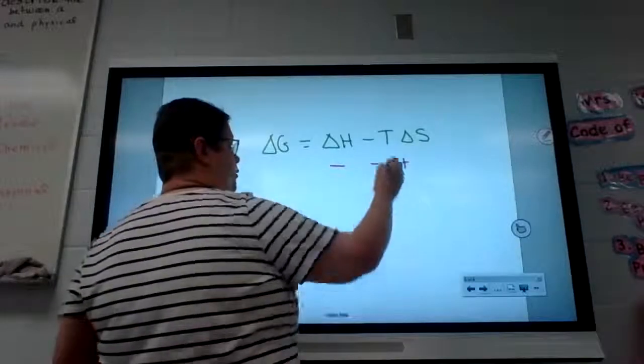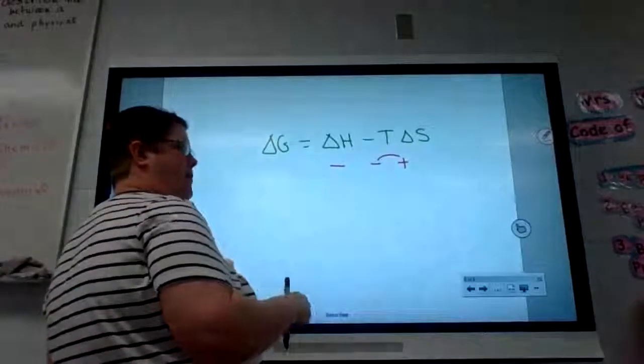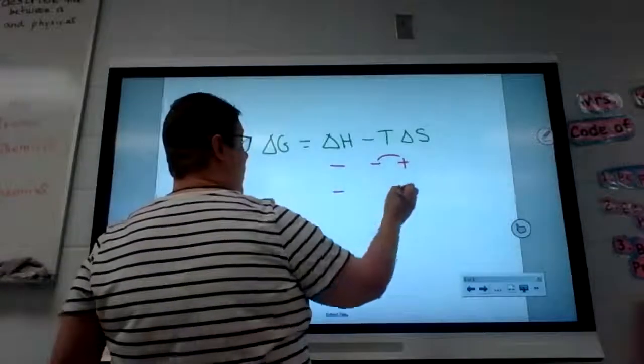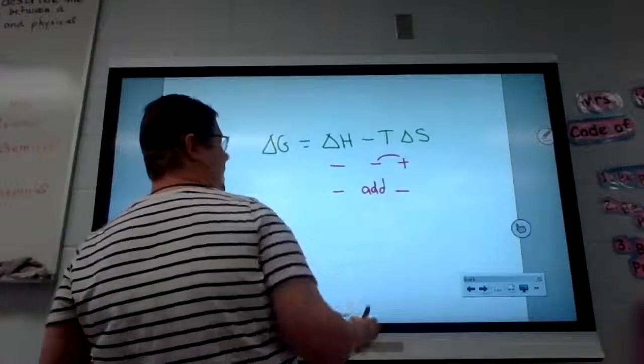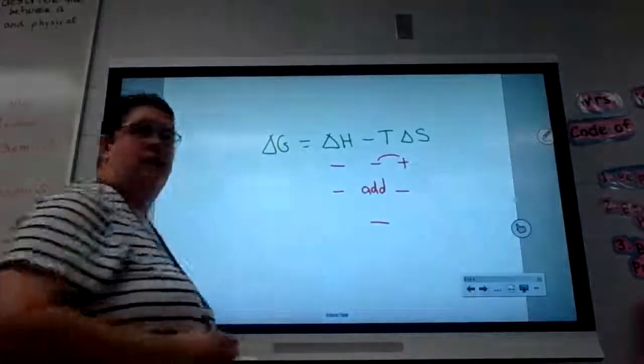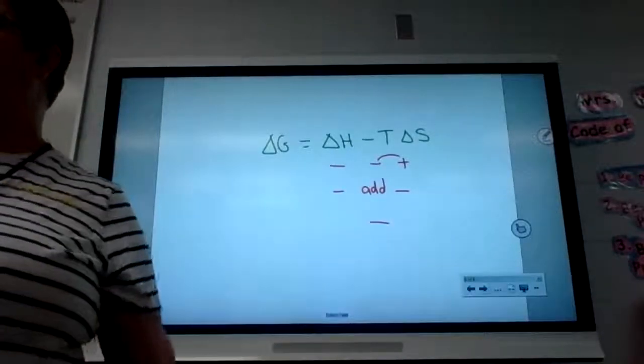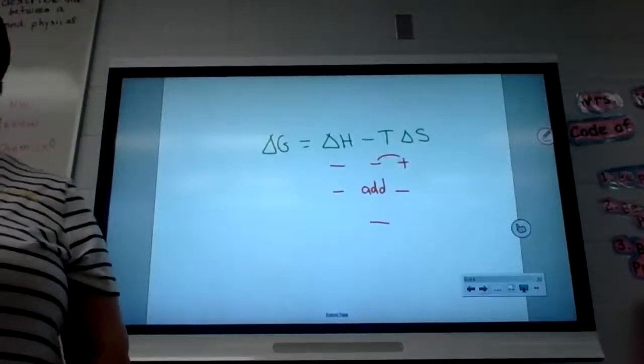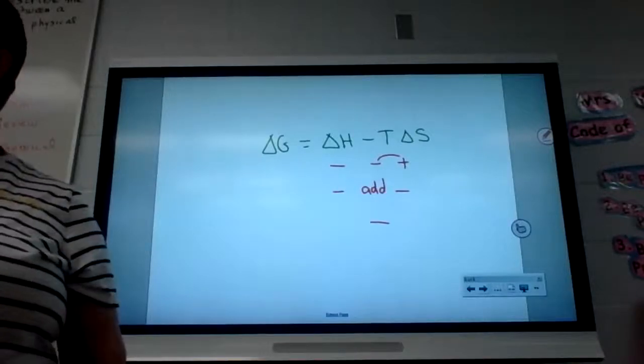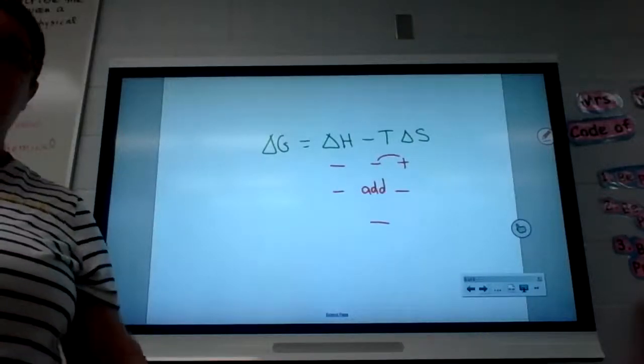All right, so these two multiply. What's a negative times a positive? So what happens when you add two negatives? So delta G is negative. Is a negative spontaneous or non-spontaneous? It's spontaneous. Okay, but you have to evaluate that each time.